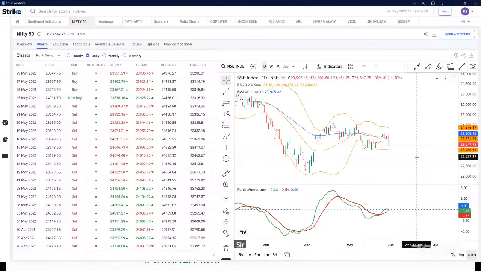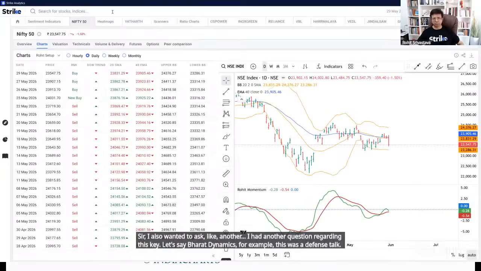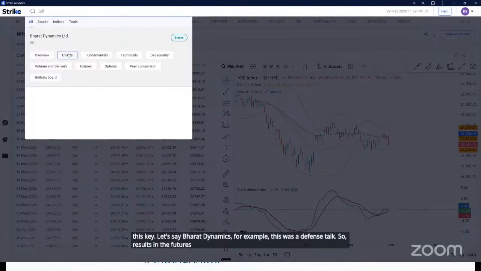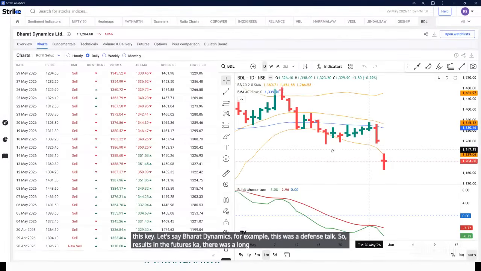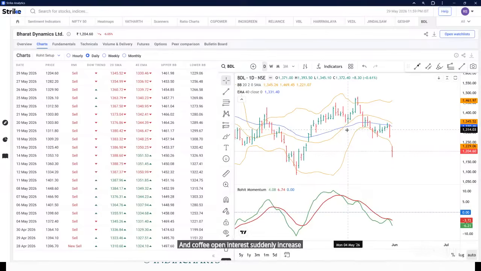Sir, also wanted to ask another question regarding this. कि let's say Bharat Dynamics, for example, this was a defense stock. तो results बहुत poor आया था. तो आप seeing in the futures वाला section उसका कि there was a long मतलब काफी short build up हो रहा था and काफी open interest suddenly increase हुआ था उसका और बढ़ रहा है मतलब जैसे जैसे बढ़ रहा है.